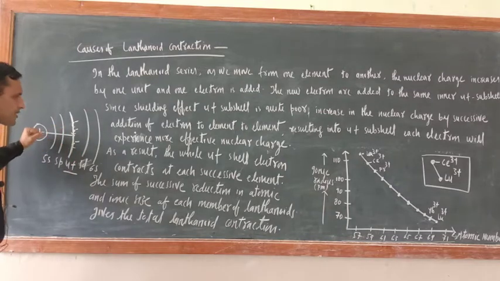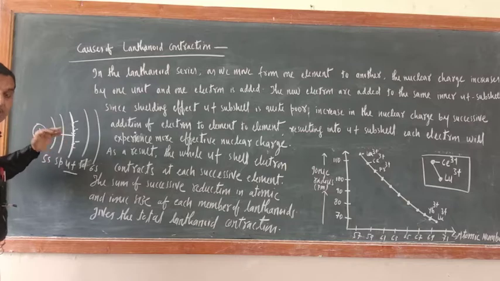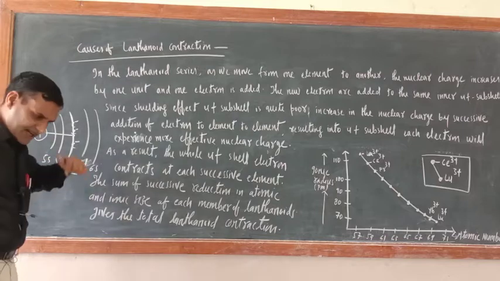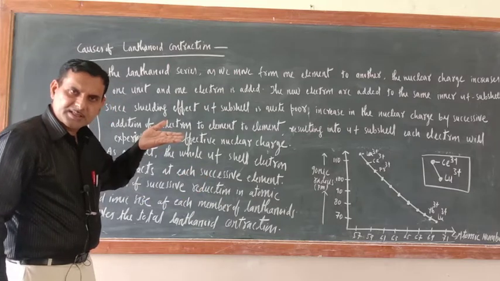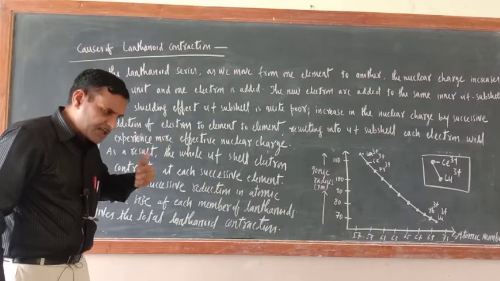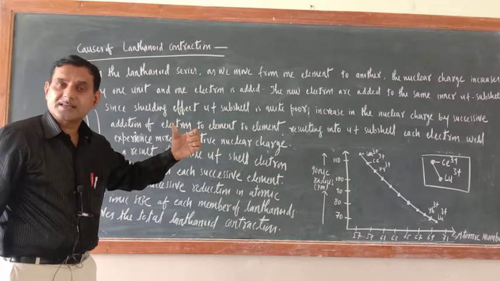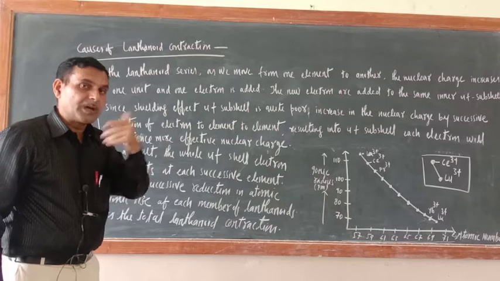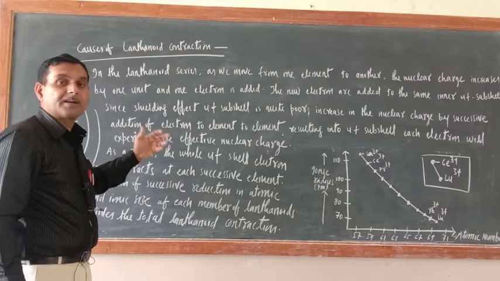So these electrons will experience more effective nuclear charge with the addition of each electron. So they will be attracted toward the nucleus. As the electron enters in successive element, nuclear charge will increase, so from element to element there is a little bit decrease in the atomic size. Now you sum all those decreases, so you will get the total lanthanide contraction. So lanthanide contraction is because of the poor shielding effect of 4f.